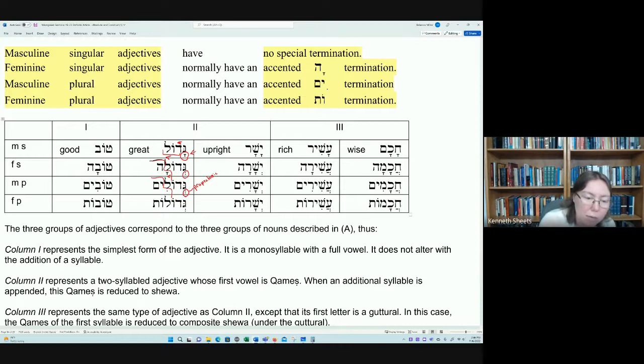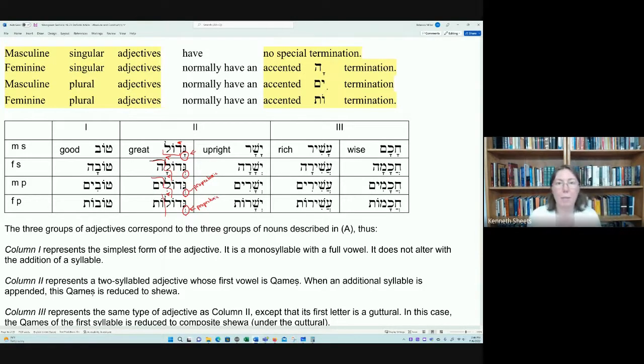And then we come as well here to the feminine plural. If I have gadol that is modifying a feminine plural noun, it's going to take the ot ending. But as soon as I add the ot ending, the accent moves to the last syllable of the word, which means that where the kametz was, that kametz is now propretonic.